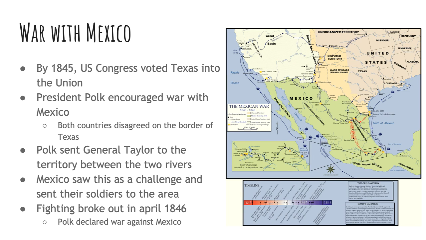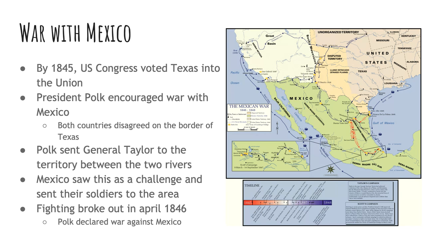Okay, so fast forward a few years, and in 1845, the U.S. Congress decided that, okay, yes, let's include Texas into the Union. The president at this time, President Polk, really wanted to go to war with Mexico. One of the reasons is because they disagreed on the border of Texas. So Mexico wanted the border to be further up at the Nueces River, and Texas wanted their border to be at the Rio Grande, which made Texas a lot bigger.